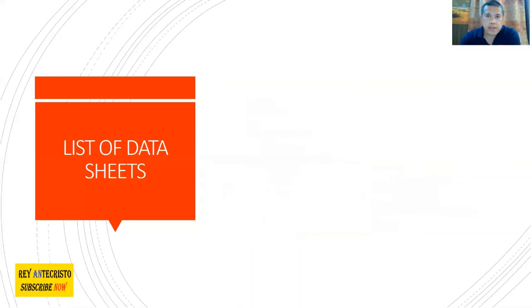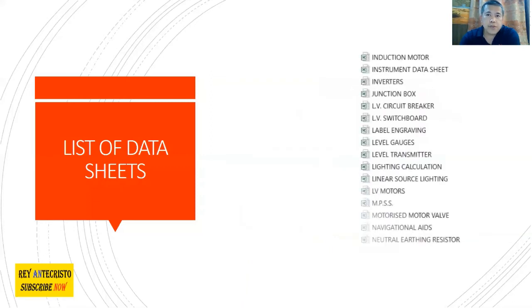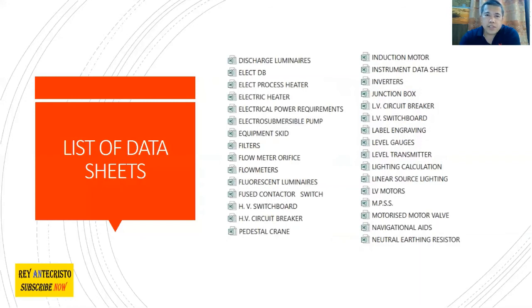Okay, and we have here point source lighting, power transformer, pressure gauges, and then pumps, relief valves, and then we have a rotary pump, solenoid operated valves, static AC power and transformer, heat tracing, variable area flow meter, and tubes, and also vessels. And we have here again another electrical DB, filter, fluorescent luminaires. I'm just reading quickly in order that you can see already in the slides what kind of data sheets that I am showing to you as an example.